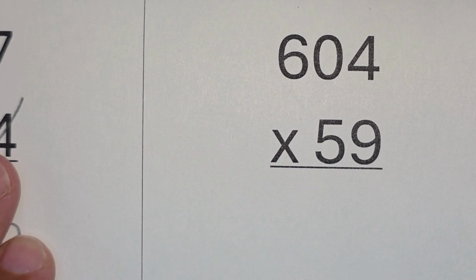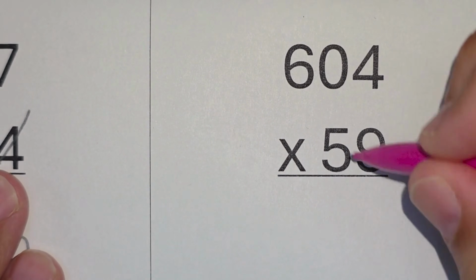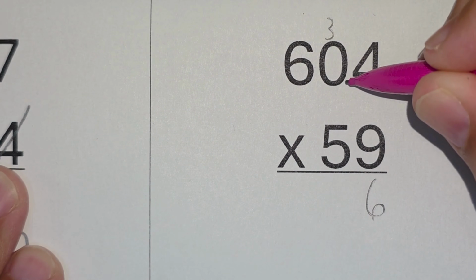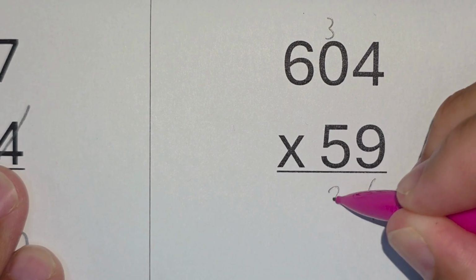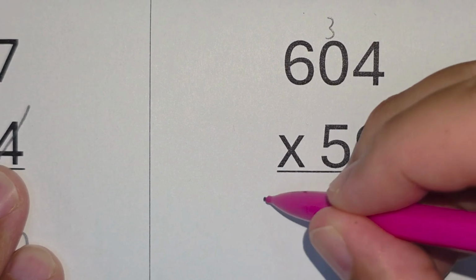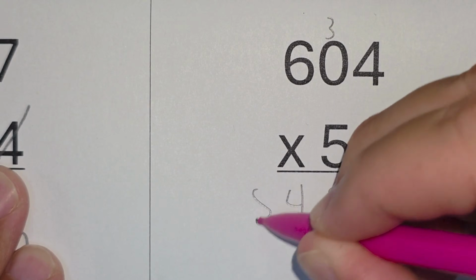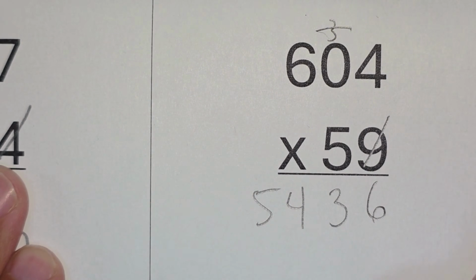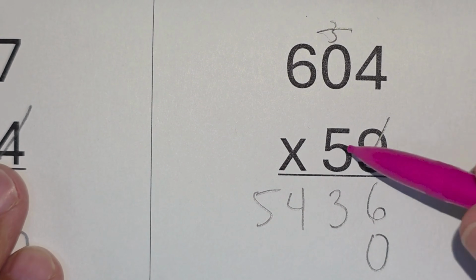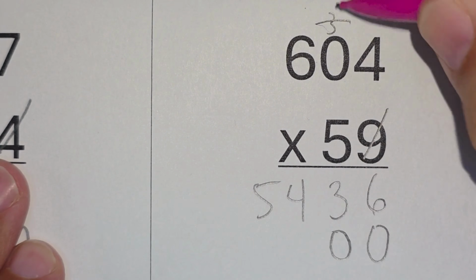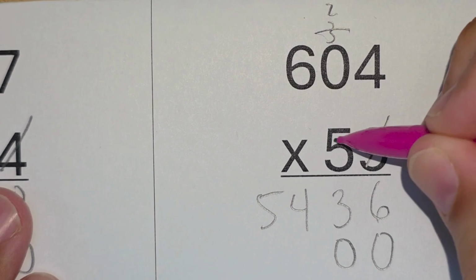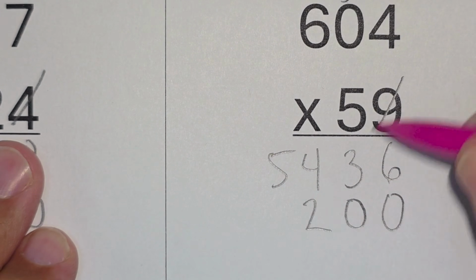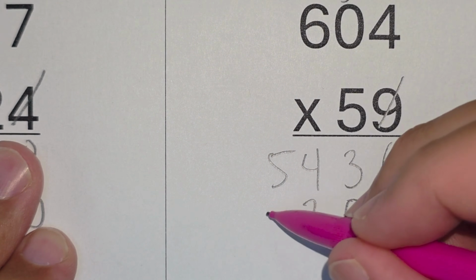I have 604 times 59. 9 times 4 is 36. 9 times 0 is 0, plus 3 is 3. And 9 times 6 is 54. Done multiplying 9 by everything, so tick, tack, drop my 0. 5 times 4 is 20, carry my 2. 5 times 0 is 0, plus 2 is 2. And finally, 5 times 6 is 30.